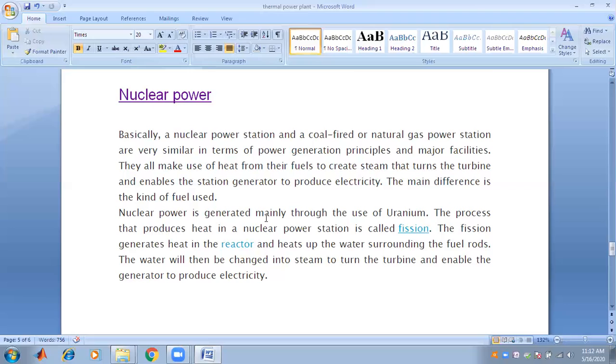Here, in the case of the nuclear power plant, the heating is done with the help of the nuclear fission reaction of uranium, which generates the heat in the reactor and heats up the water and the surrounding fuel rods. Then this water will be changed into steam, which enables the turbines to produce electricity. The main difference is the kind of fuel that is used.